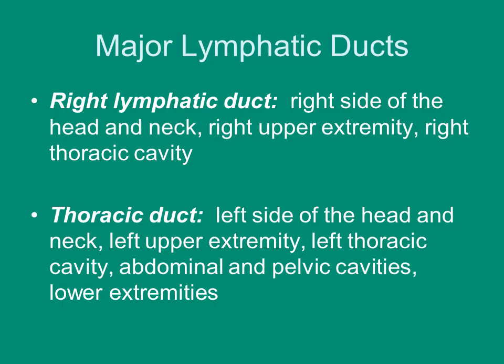So as you could see on the previous diagram, you have those two major lymphatic ducts that all the other vessels will flow into. The majority of the body is going to be drained by the thoracic duct.